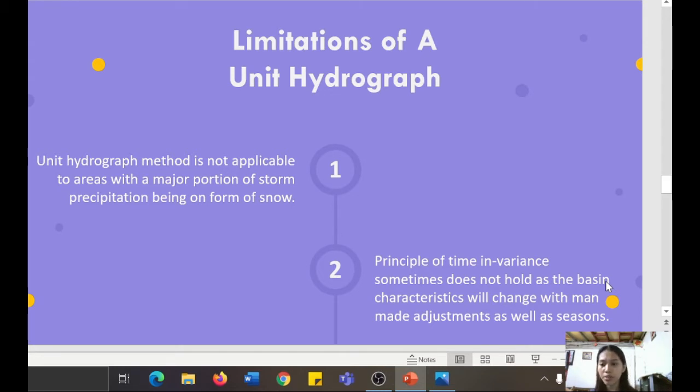Today I am going to discuss the limitations of a unit hydrograph. So we have here our first limitation, which is that the unit hydrograph method is not applicable to areas with a major portion of storm precipitation being in the form of snow.